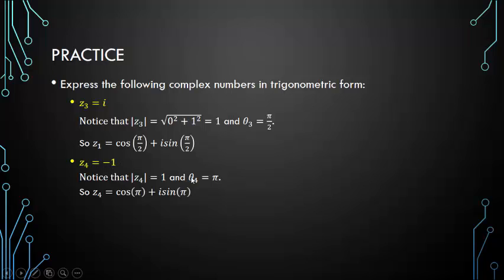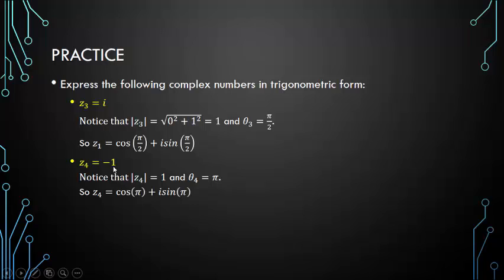The absolute value of -1 is obviously 1, so the modulus will be 1. And if you were to graph that, that would be on the negative x-axis, so the angle on the unit circle you would think of is pi. Plug those values in and you have it.